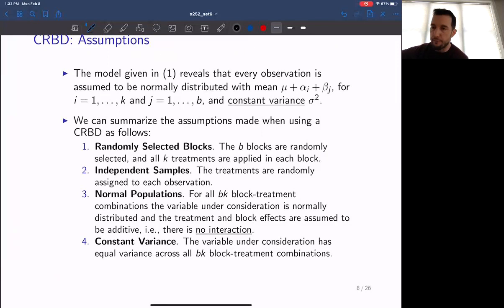And then number 3 and number 4, normal population and constant variance. Same definitions that we had for the one-way ANOVA. So we assume all of the data is normal. We can check that using residual analysis. And we assume that there's a constant variance across all of the different treatment and block groups. We can do the rule of 2. We can compare the range of each of the different combinations, or we can do a Levene's test across all the different groups. Very similar to what we had in the one-way case.